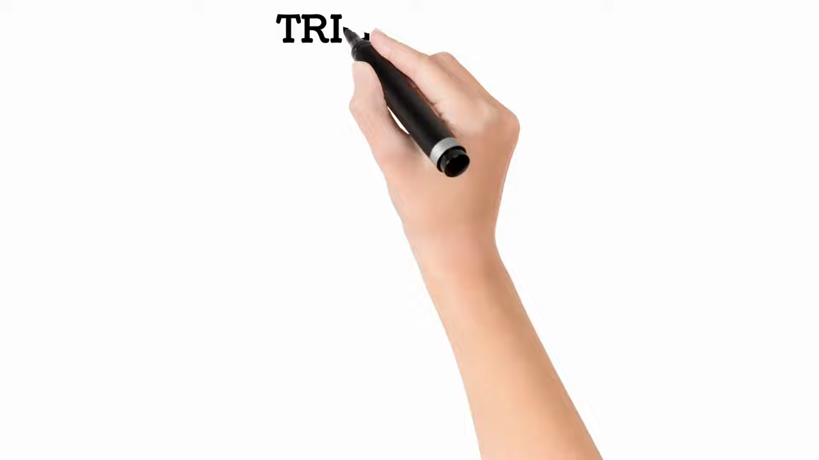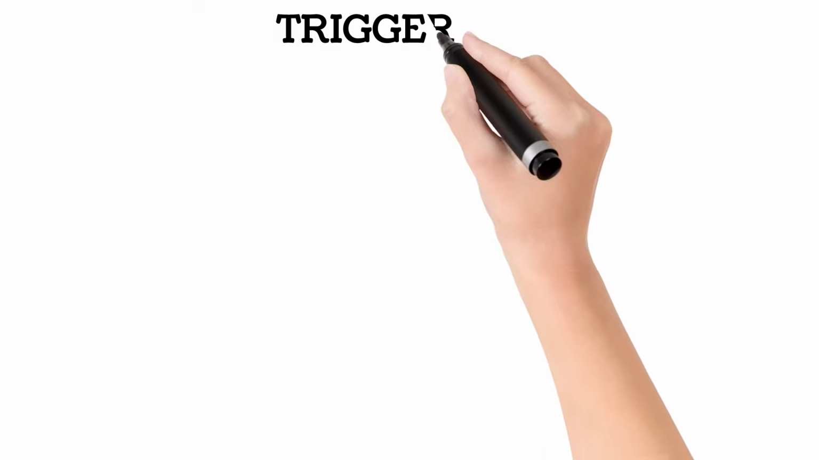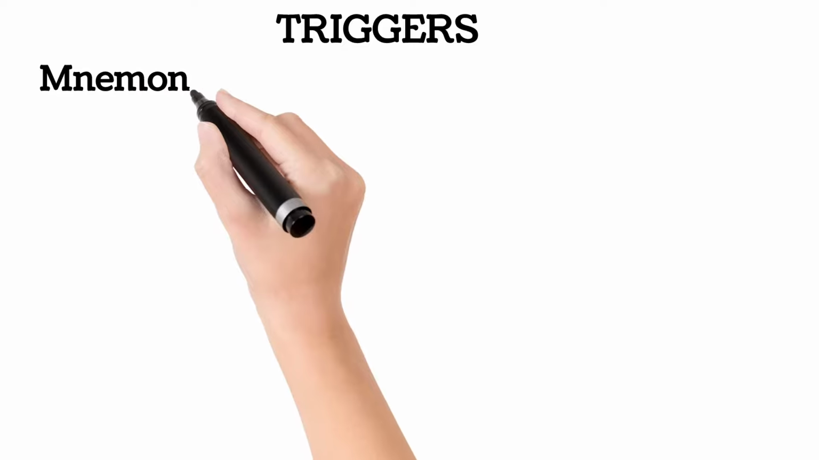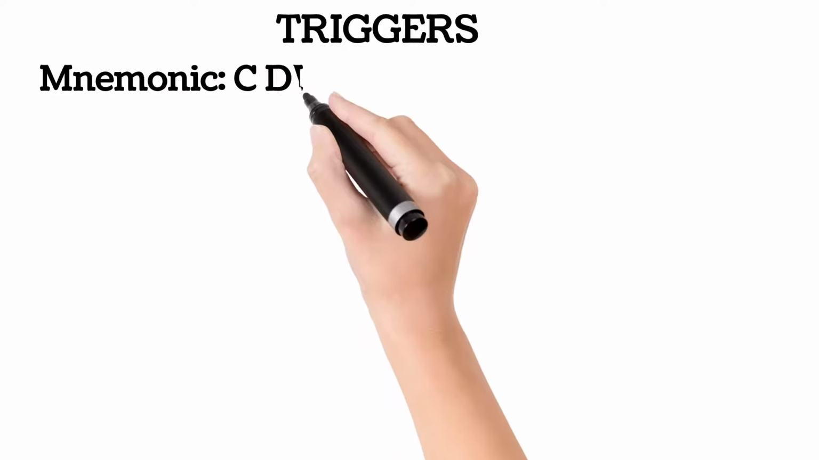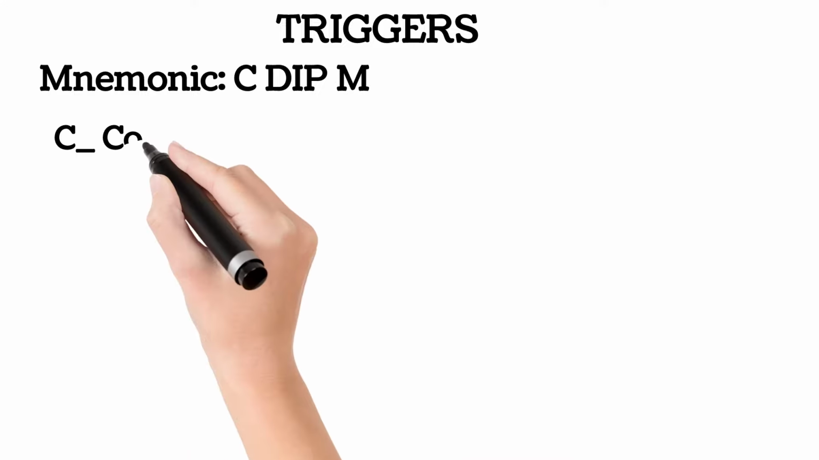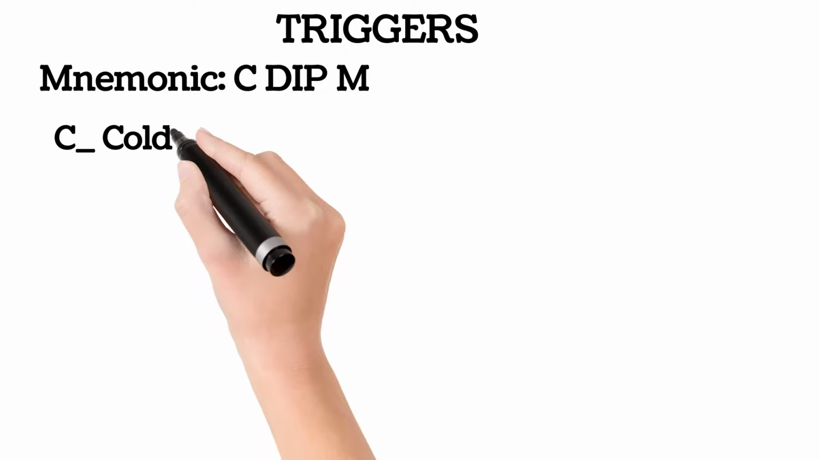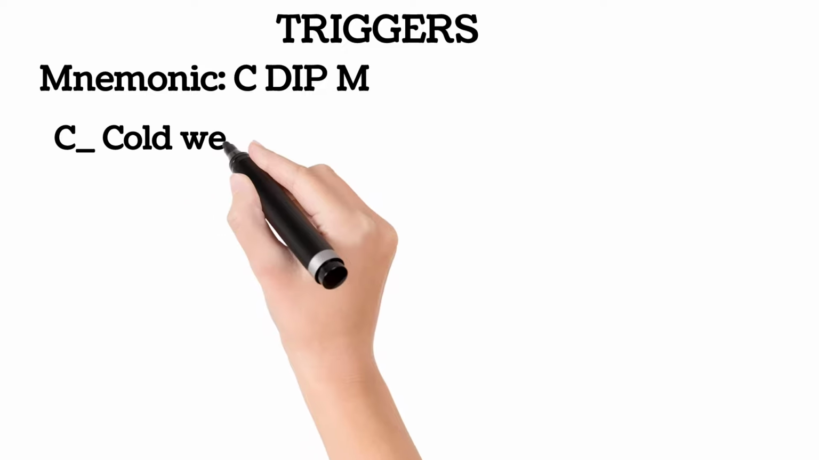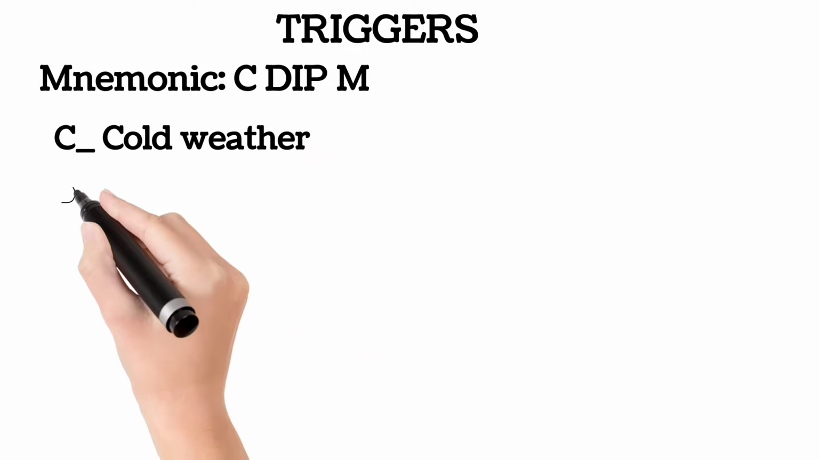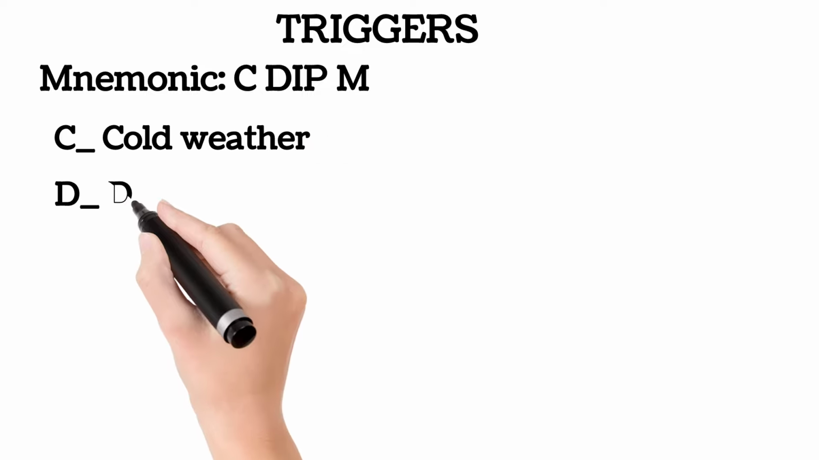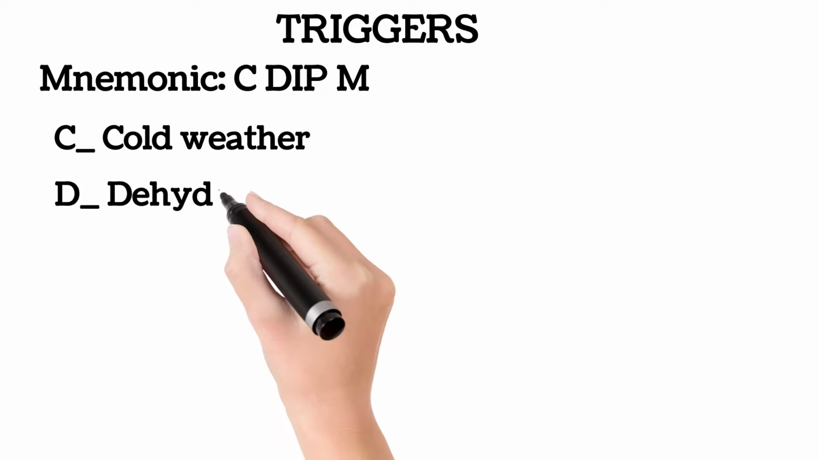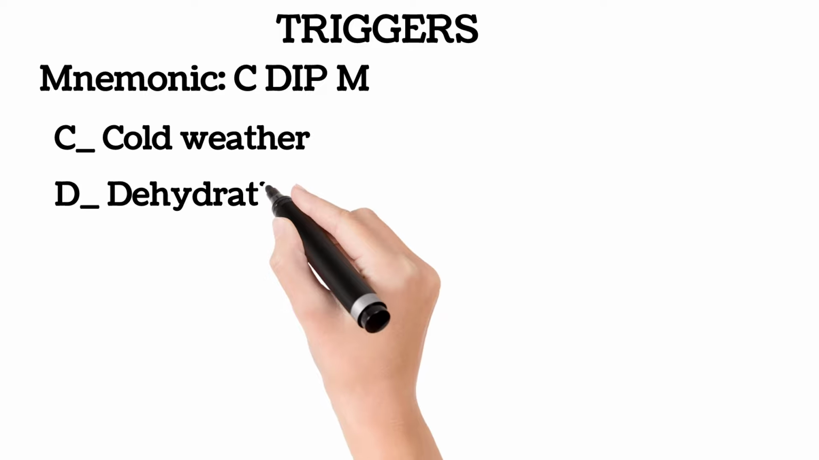Let's take a look at the triggers of sickle cell anemia. We'll go through a mnemonic to help us better remember, and the mnemonic is CDIP-M. C for cold weather, because cold weather causes vasoconstriction, reducing blood flow and oxygen delivery to tissues. D for dehydration, because dehydration makes the blood more viscous and the RBCs are prone to clumping.